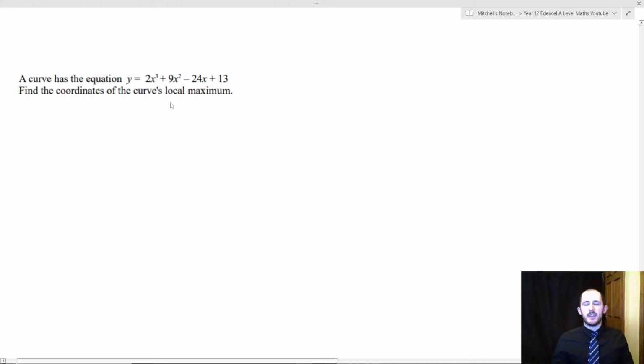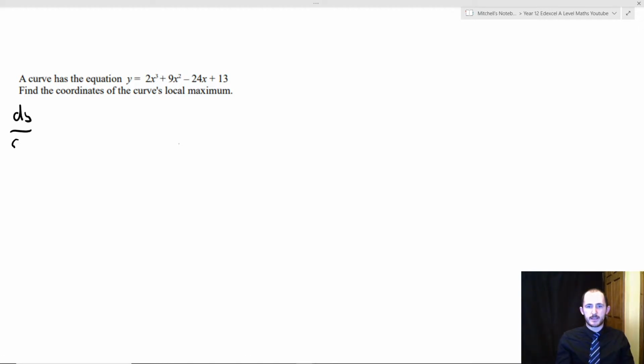Okay, now here's the question that I was kind of warning you about earlier: find the coordinates of the curve's local maximum. Again, even students that are really good at differentiation will mess up on this kind of question. We'll go through it and I'll point out where the common mistakes are.